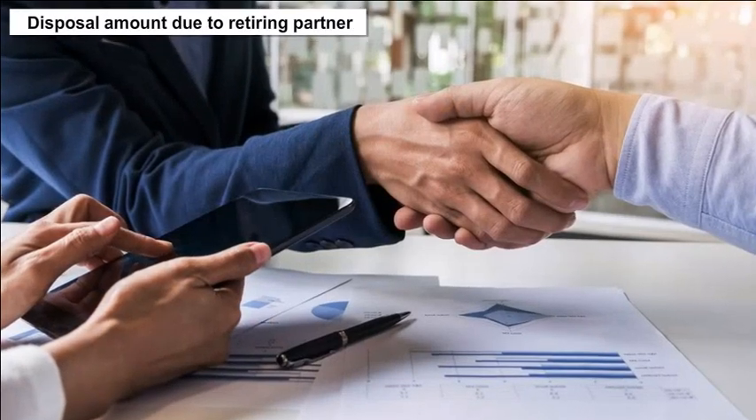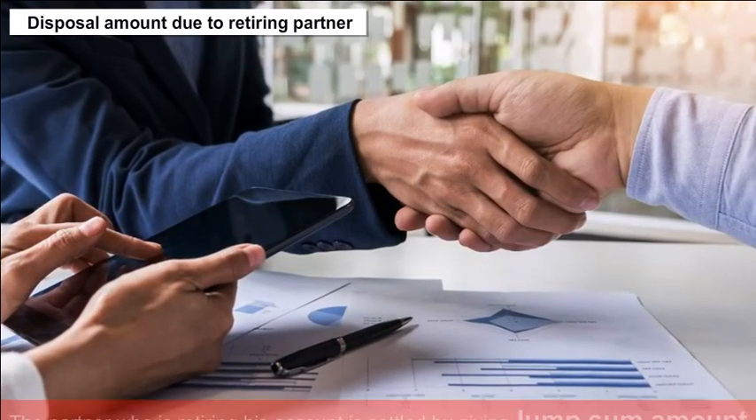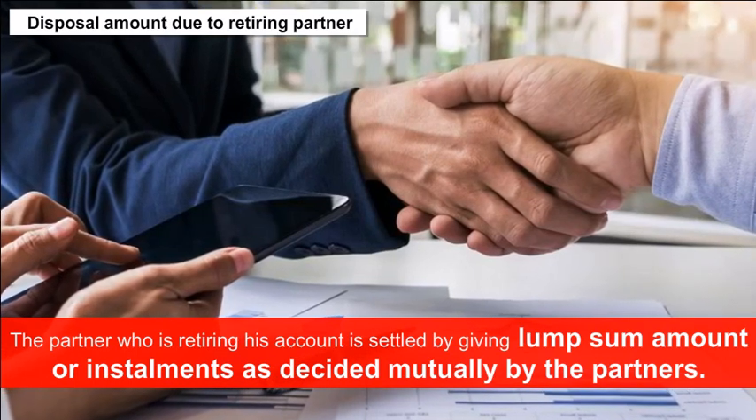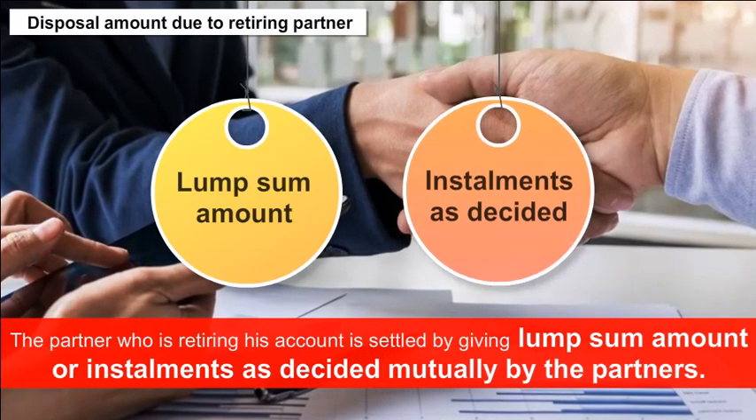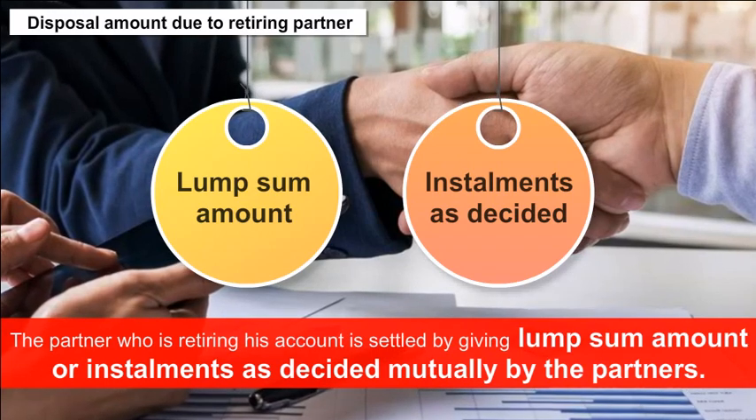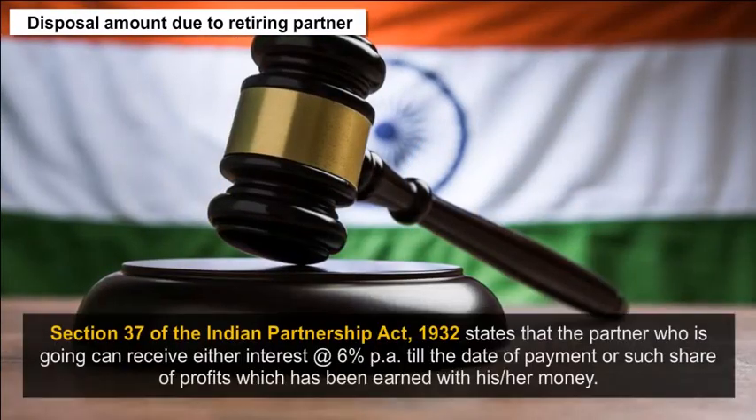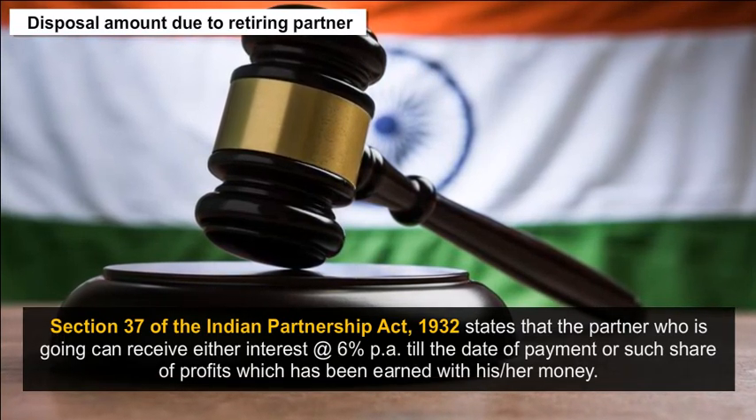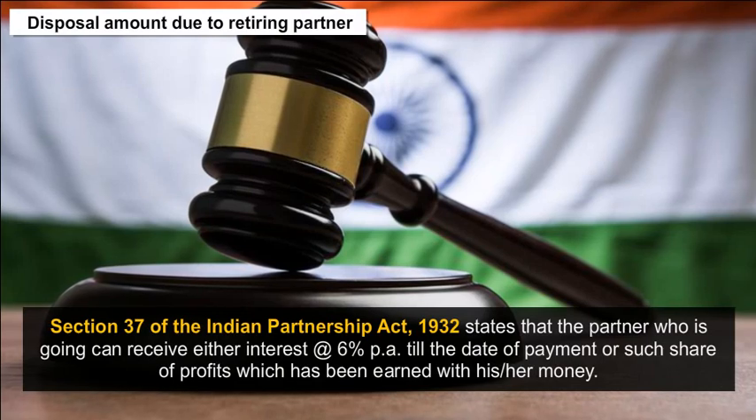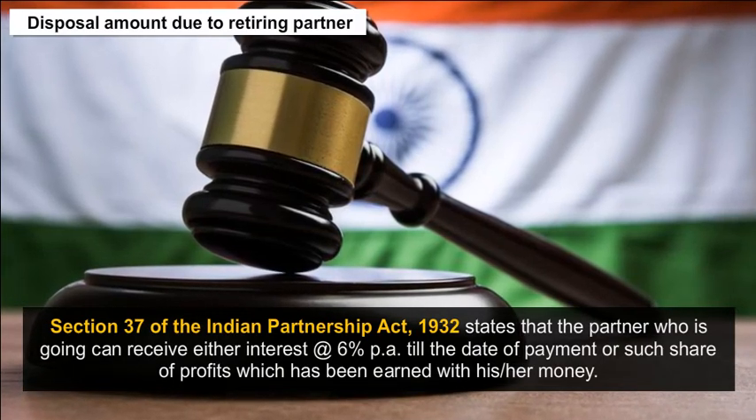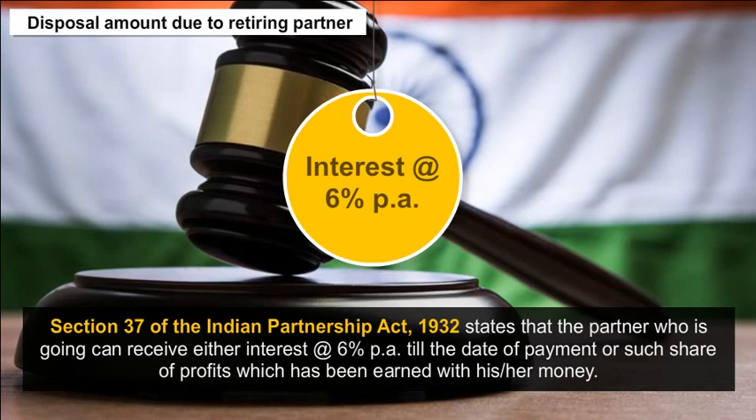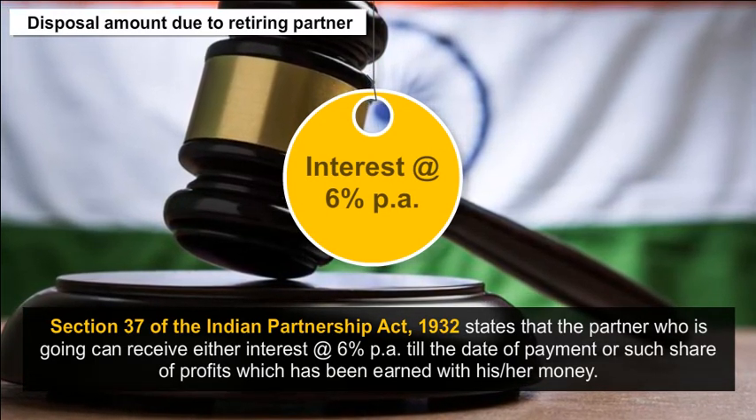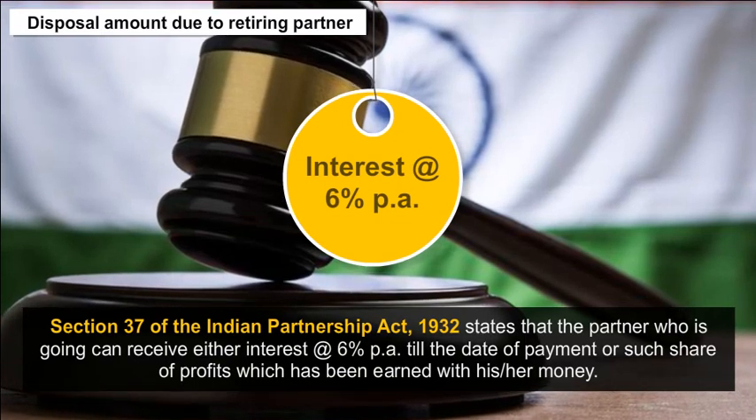Disposal of amount due to retiring partner. The partner who is retiring, his account is settled by giving a lump sum amount or installments as decided mutually by the partners. Section 37 of the Indian Partnership Act 1932 states that the partner who is going can receive either interest at 6% per annum till the date of payment or such share of profits which has been earned with his or her money.